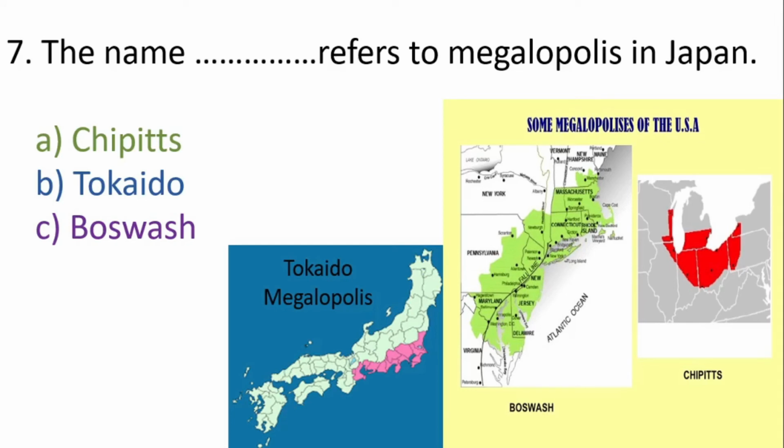A megalopolis is sometimes called megapolis or megaregion, a clustered network of cities. Chipits is one of the three megalopolises in the United States of America. The Tokaido megalopolis is the core region of Japan. Examples of megalopolises in the United States of America include Bosphorus. Now, let's look at the question. The name Tokaido refers to the megalopolis in Japan.